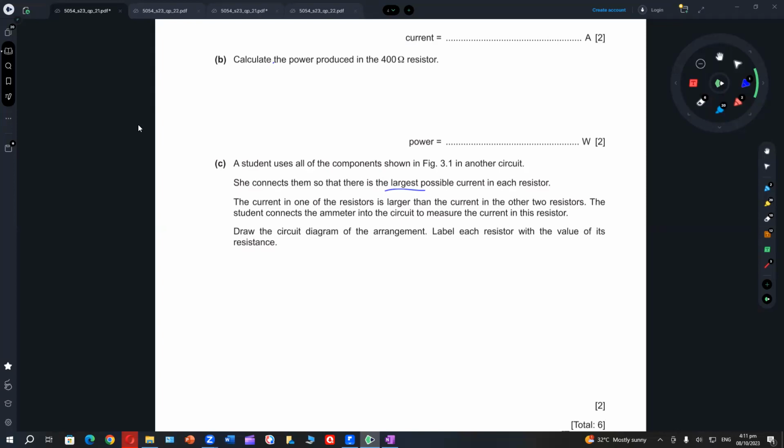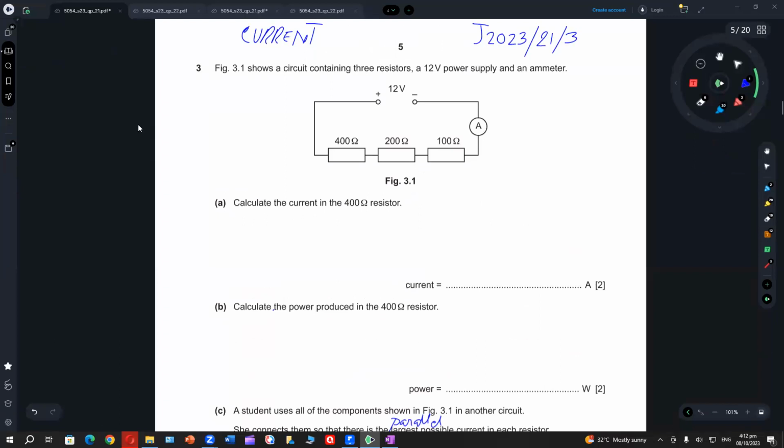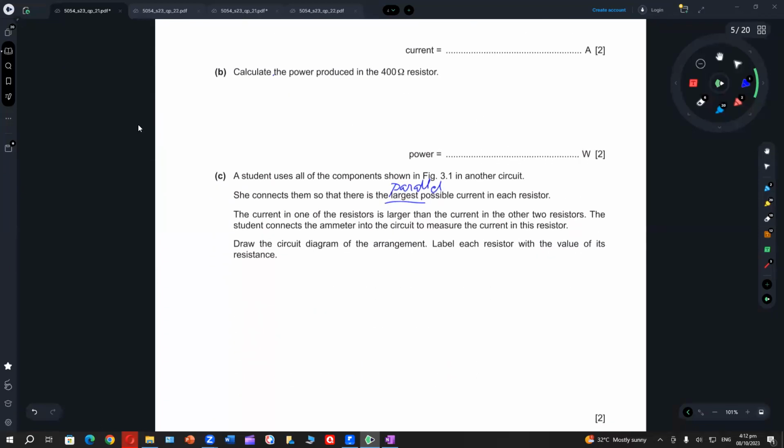Now remember that the word is largest possible current. Now you remember that current is maximum in parallel because resistance is minimum. So it means the examiner is looking for parallel combination. So make a circuit in parallel. Join these three resistors and you have to connect the voltmeter.